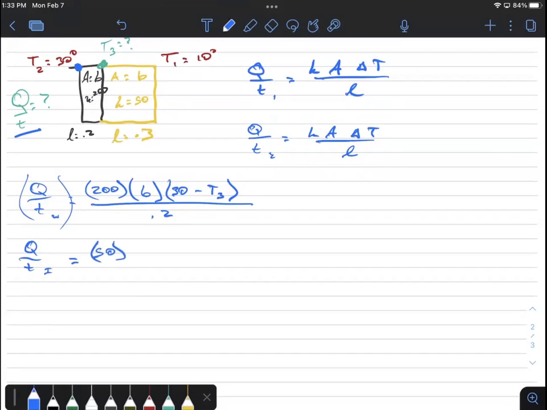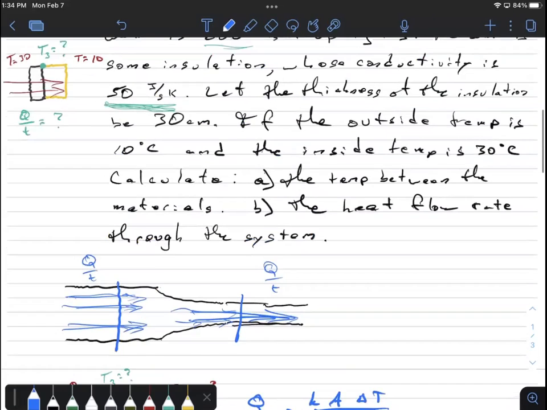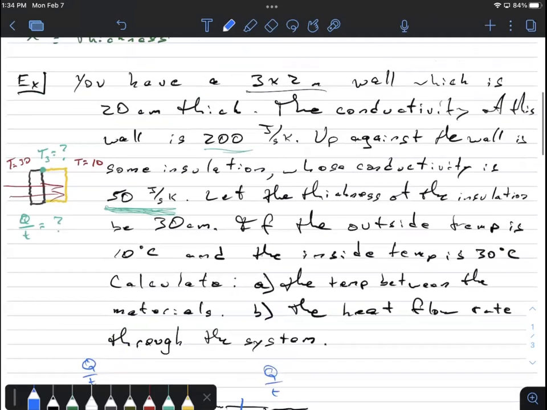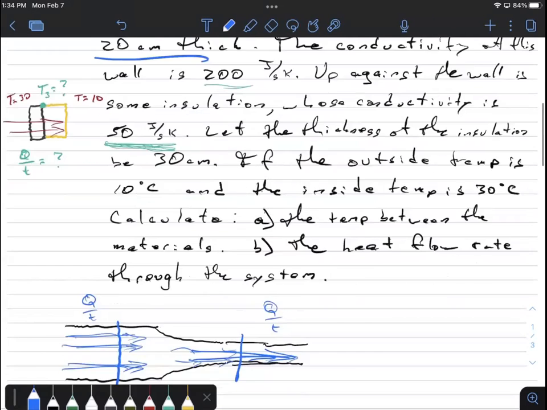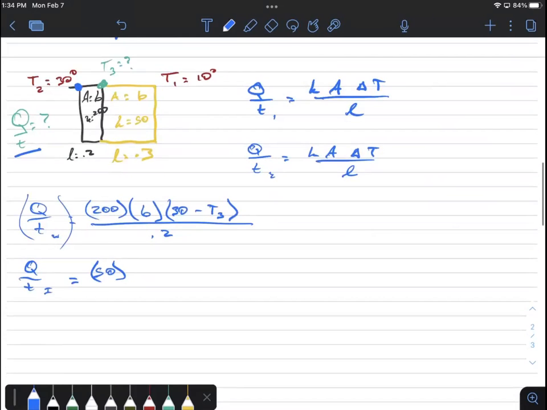Dr. Rossmith, is the 0.2 in meters, or what was that converted to? Yeah, so originally it was 20 centimeters thick, and so I converted that to meters. It's always going to be in meters. So 20 centimeters is 0.2 meters. That's right.